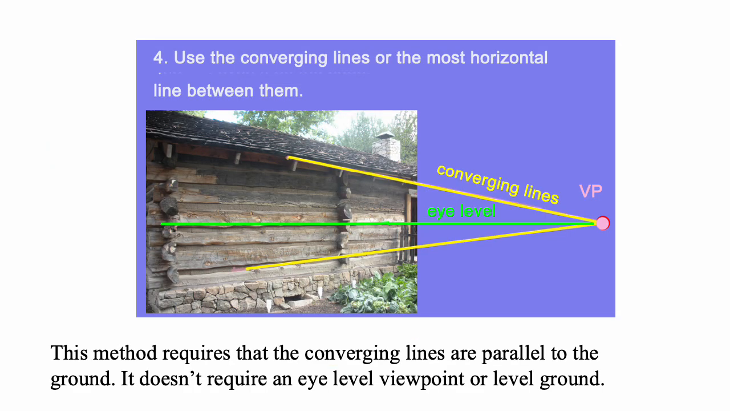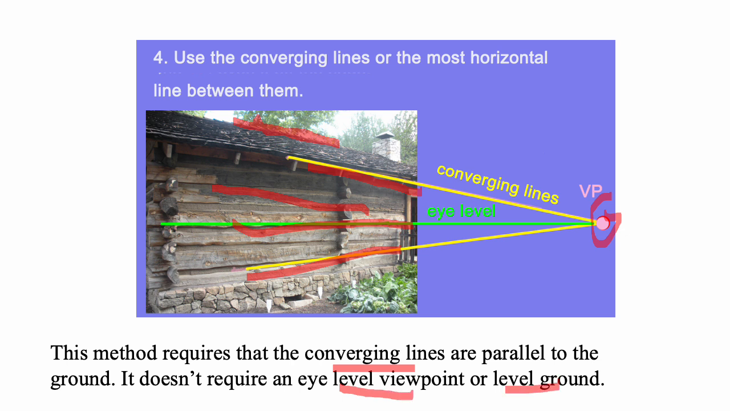A fourth method is to follow converging lines to find the vanishing point on eye level. If the vanishing point is out of the image, then you could locate the most horizontal line where lines above it go down and lines below it go up. This method requires that the converging lines be parallel to the ground. For example, this roof line is parallel to the ground. And it doesn't require an eye level viewpoint or level ground.